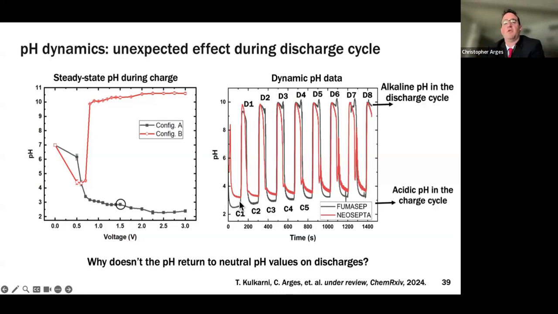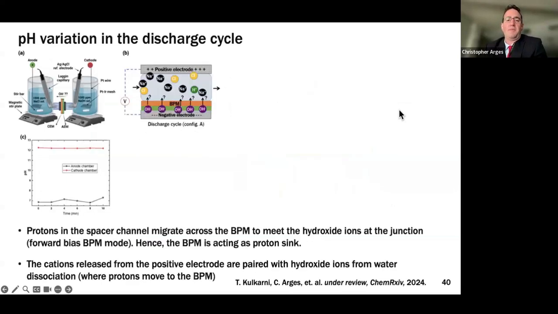And then when we have to discharge the cell to regenerate the electrodes, we thought the pH would return to somewhere around pH 7, maybe 8. But no, it went alkaline. It was starting to climb to pH 10. We didn't understand why on this discharge cycle we were getting this pH inversion effect. We're making alkaline pH.